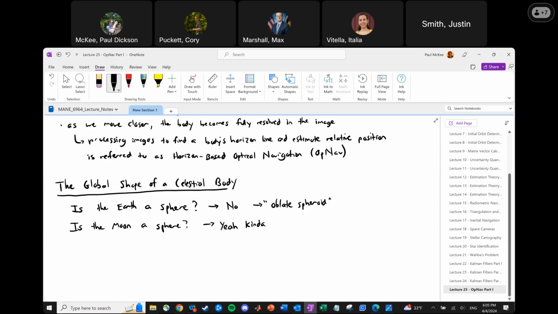So the general shape is called a triaxial ellipsoid. Planets, dwarf planets such as Pluto, don't get me started on whether or not Pluto's really a planet, that's a long argument, and moons are often well modeled as triaxial ellipsoids.